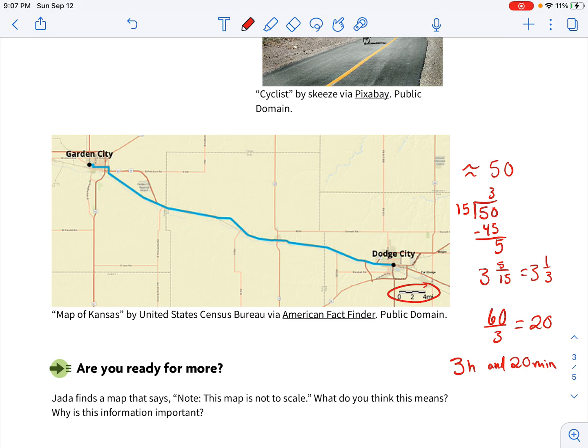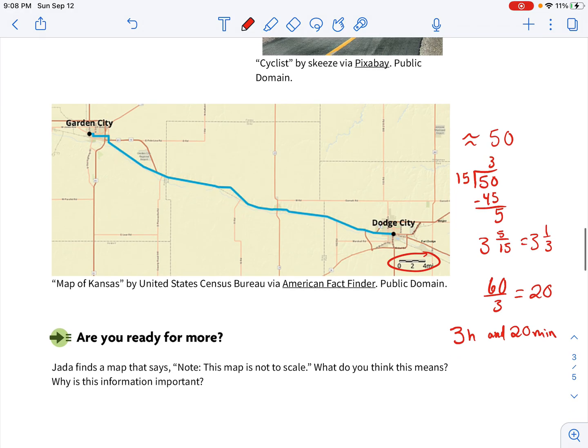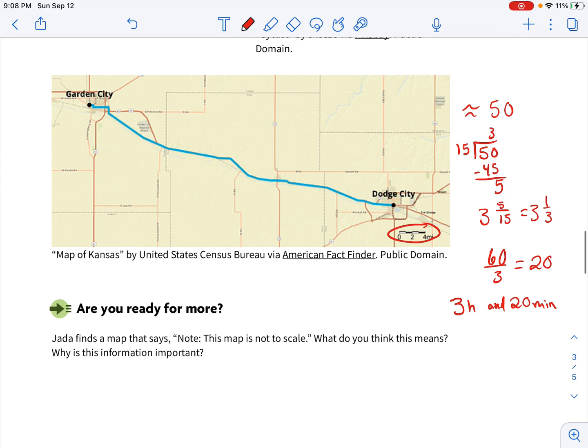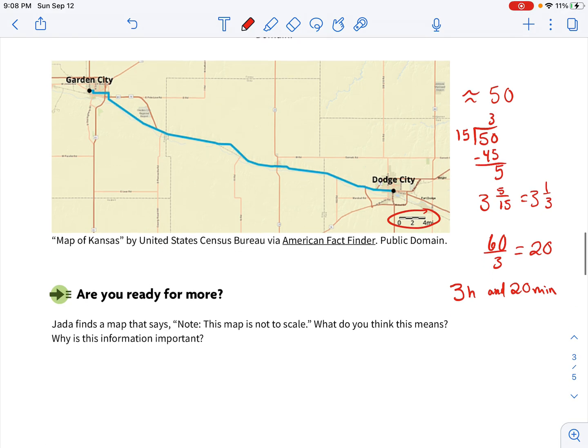3 hours and 20 minutes. Okay, so that one, whenever you're given a distance and a speed, you're going to divide them to find your time. Because remember it's miles per hour. So when you do the division, you get rid of the miles and you're left with just the time. And we'll cover that a little bit later in the next couple lessons.